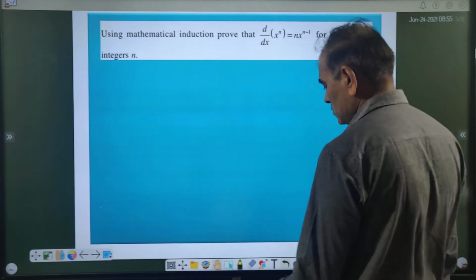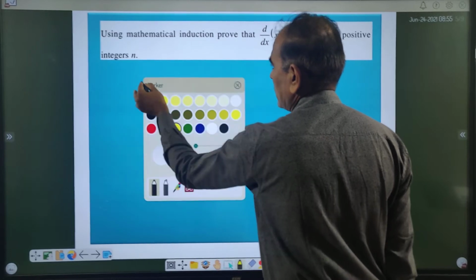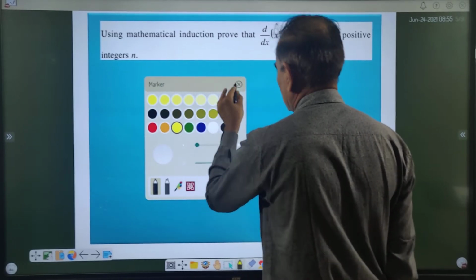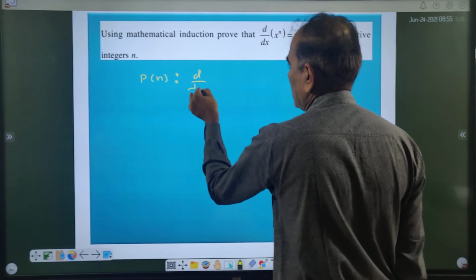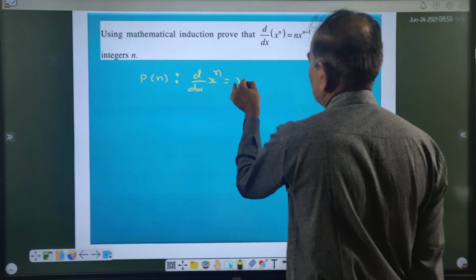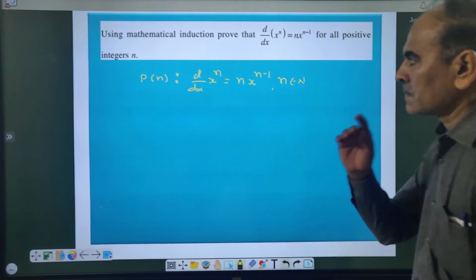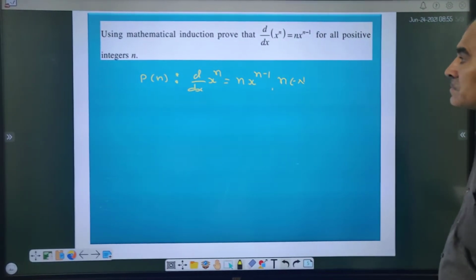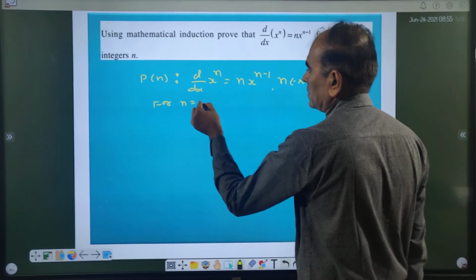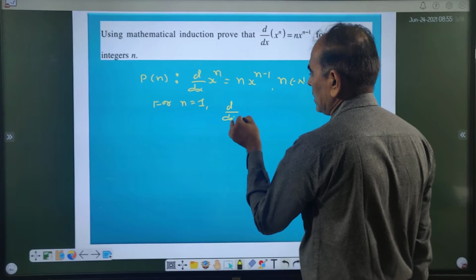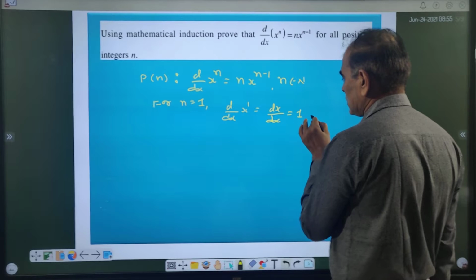PMI. So first of all, what we will do? Say given statement as p of n. d by dx of x raised to n is equal to n x raised to n minus 1. Now prove it by mathematical induction. So for n is equal to 1, what happens? d by dx of x raised to 1. This can be written as dx by dx, that is equal to 1.